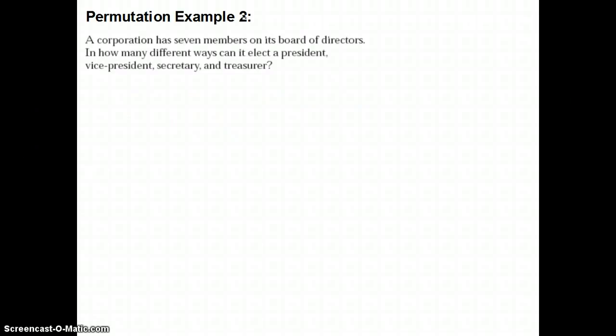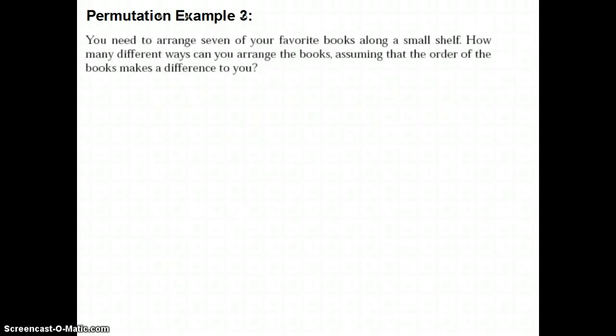We have a corporation that has 7 members on its board of directors. In how many ways can it elect a president, vice president, secretary, and treasurer? Similar to the last problem. So picking the president, 7 people have a shot. Once the president's been picked, we have 1 less person. Once the VP's been picked, we have 1 less person. Once the secretary's been picked, we have 1 less person. And we have to multiply each one of those numbers together to figure out how many different ways we can elect the board of directors, which is 840.